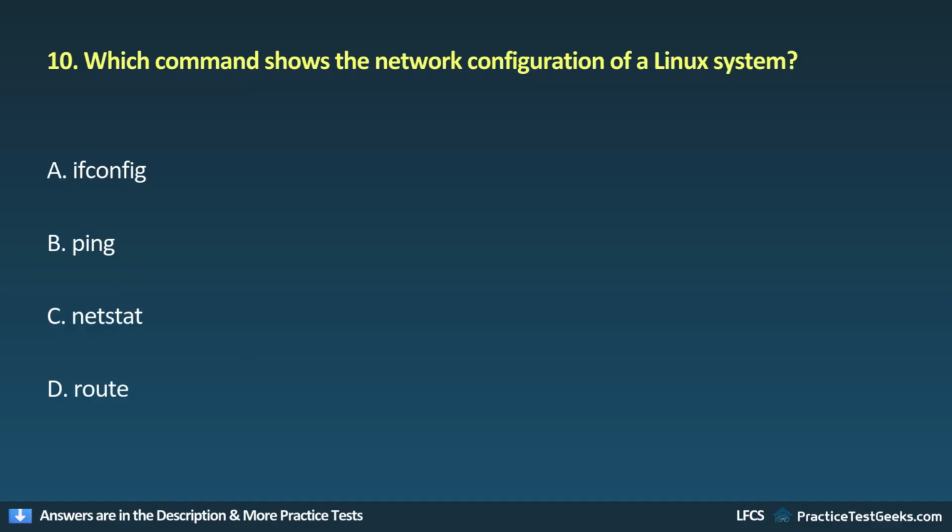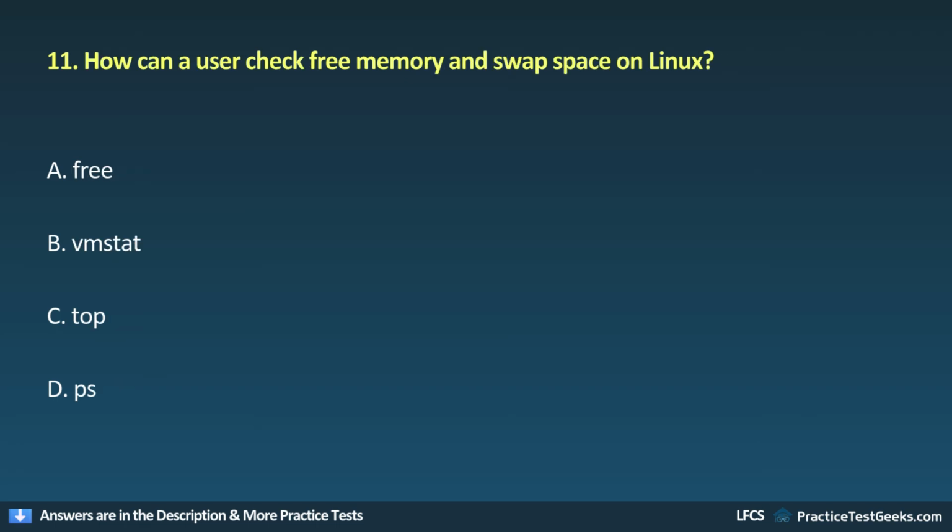A. ifconfig. B. ping. C. netstat. D. route. 11. How can a user check free memory and swap space on Linux?